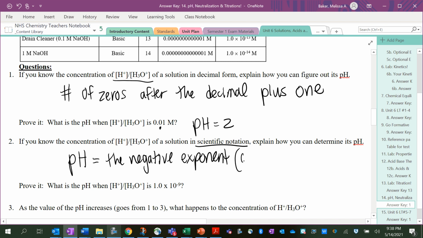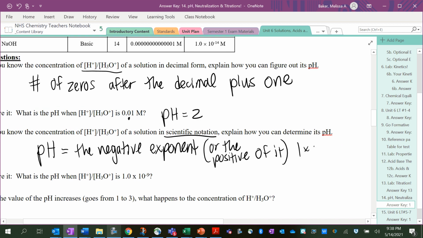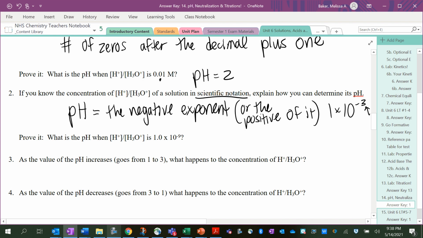So, or the positive of it. I'm not sure how to say it, but for example, if it's 1 times 10 to the minus 3, the pH isn't minus 3, it's just 3. So prove it. What's the pH if the concentration is 1 times 10 to the minus 9? The pH would be 9.